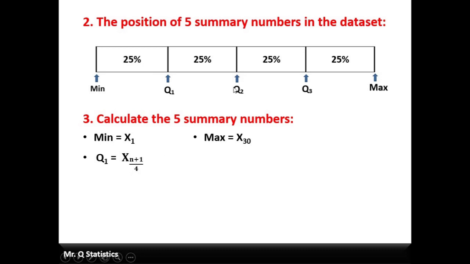Similarly, Q2 is the next 25% of the data. So Q2 divides the data into 2 identical parts, one on the left 50% and one on the right 50%. So its position is exactly in the middle of the data. Hence Q2 is also known as the median. So we have the formula for Q2: x of (n plus 1) over 2.